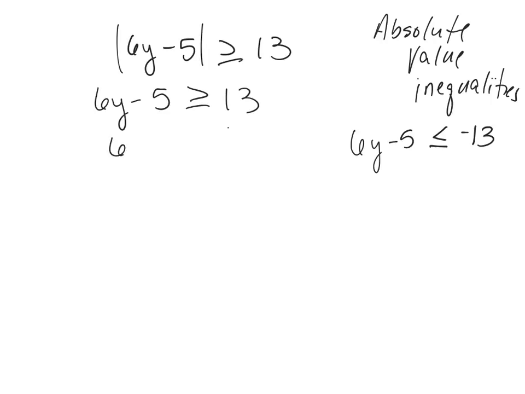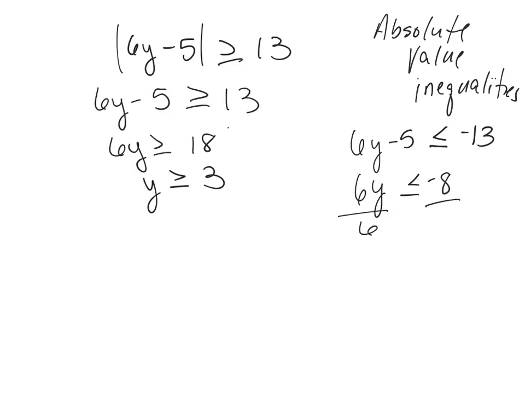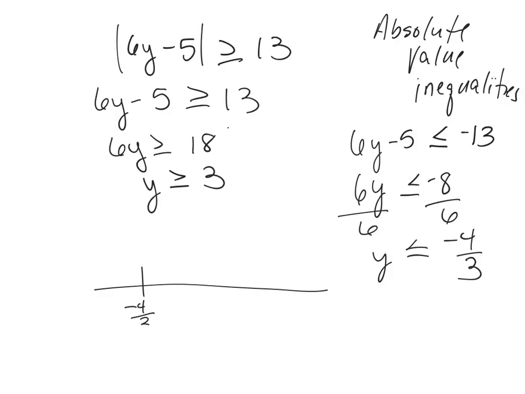So 6y is greater than or equal to 18. Y is greater than or equal to 3. And here we have 6y is less than or equal to negative 8, and divide by 6. Y is less than or equal to negative 4/3. So we put the two numbers in the order that they go. So negative 4/3 is over here, and 3 is here.